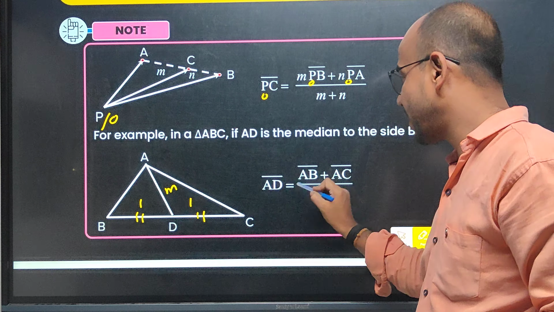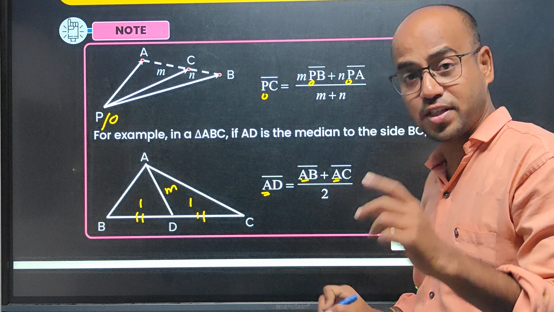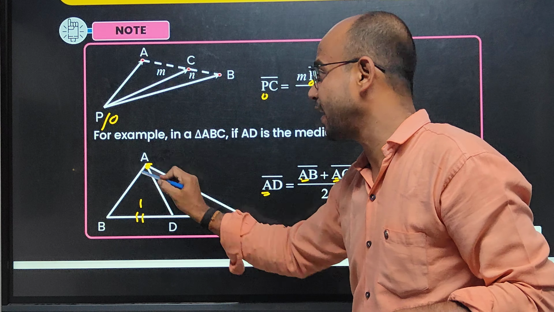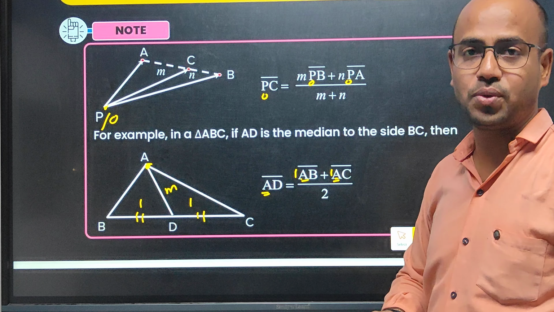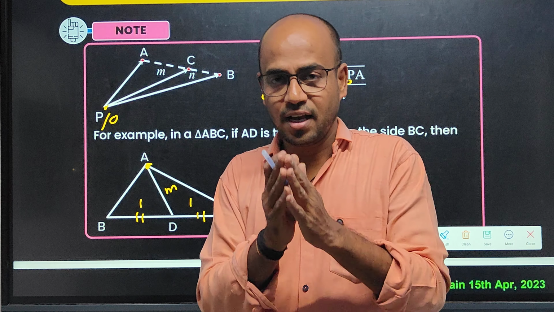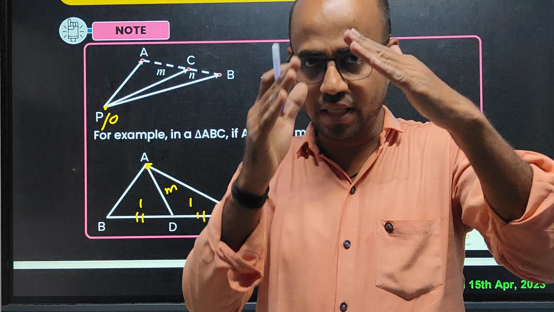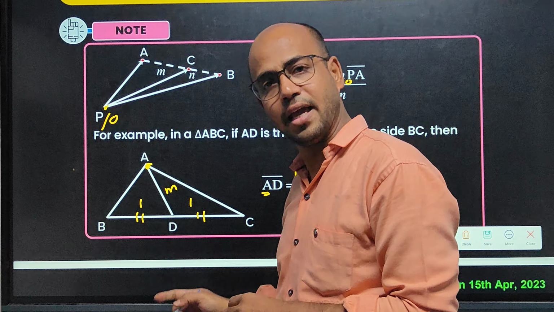So this will be replaced by, this is playing the role of reference point O. In this context, this is A, here it is P, and we have 1, this is 1 plus 1, 2. Therefore, the median is the mean of the two adjacent sides, that is AB and AC.